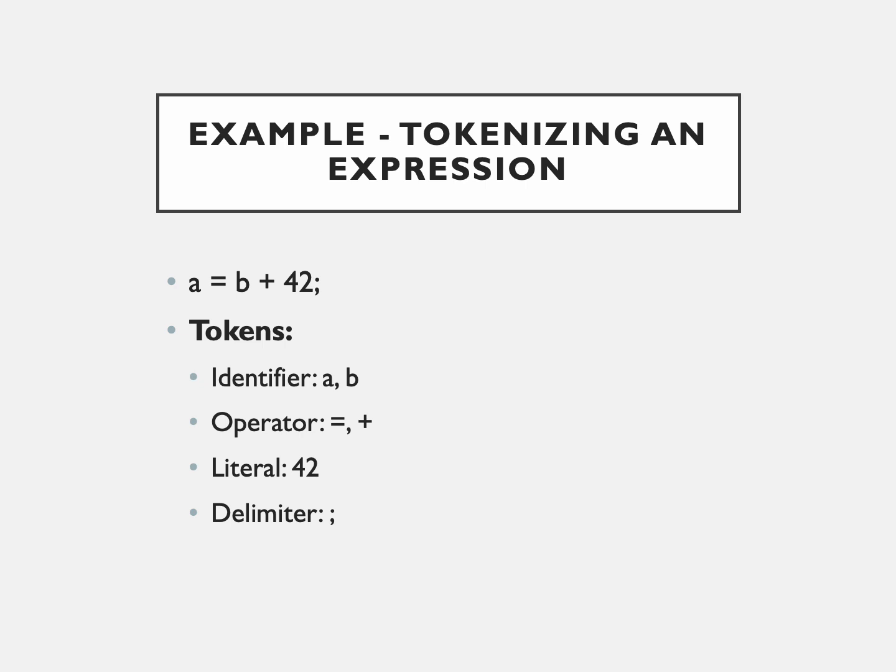Third, we have literal. 42 is identified as a literal because it is a fixed numeric value. Then fourth, we have delimiter. The semicolon acts as a delimiter, marking the end of the statement. Now each token is categorized based on its role in the expression, ensuring that the program structure is well defined and easy for the compiler to interpret.